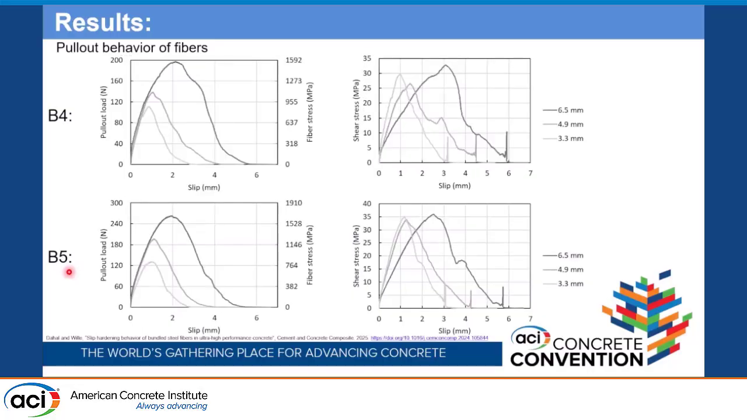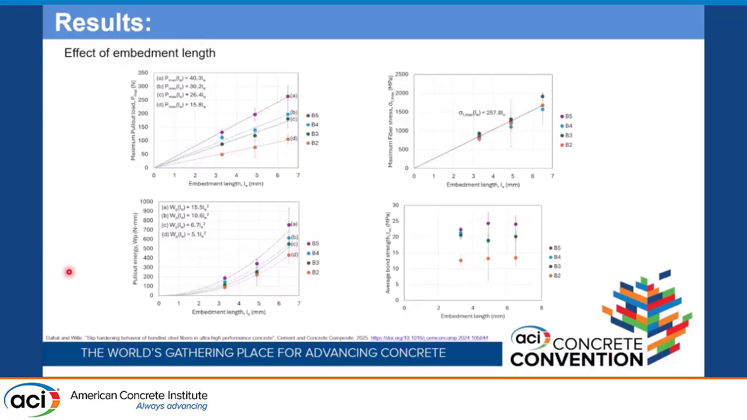Similar results can be seen in B4 and B5 as well: with increasing embedment, higher curve, and with increasing number of bundles, higher curve. So we take out the maximum value from those curves and plot the relation between them. What we see is that, in terms of the effect of embedment length, the maximum pull-out load increases when the embedment length goes high, and these are the equations based on the linear regression.